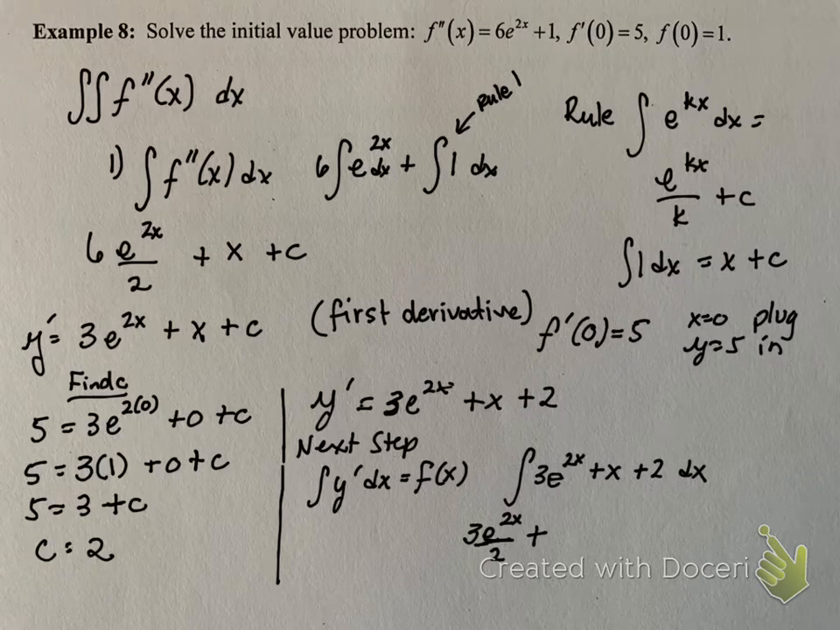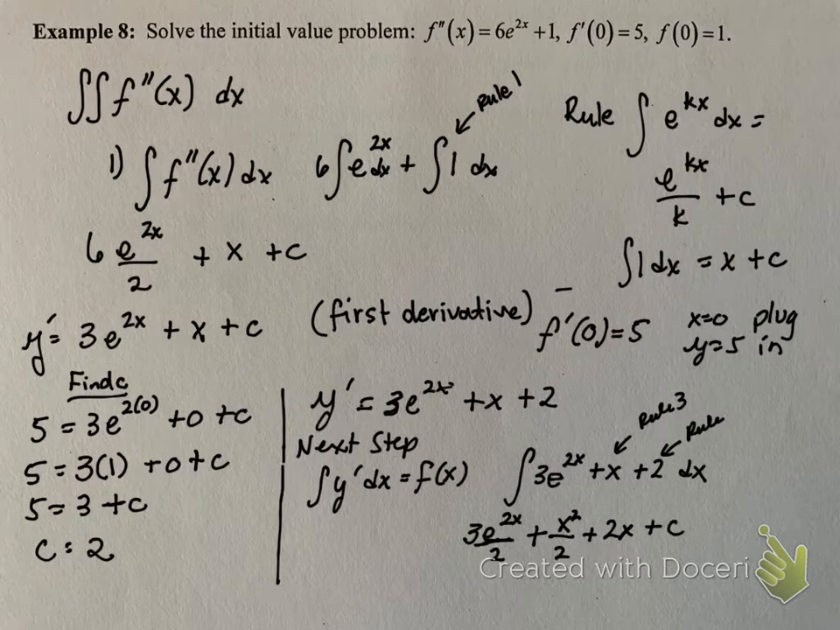And then if I integrate x, remember I have to use rule number 3. So that becomes x squared over 2. And then if I integrate 2, remember I have to use rule 1 because I take the coefficient out, and this is going to be 2x, and then plus c. So that's what y equals.